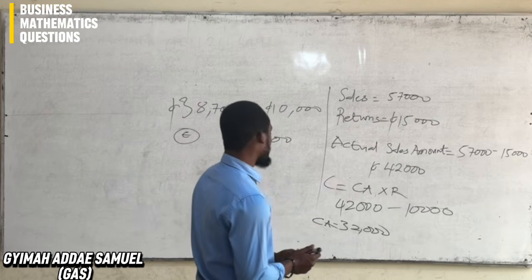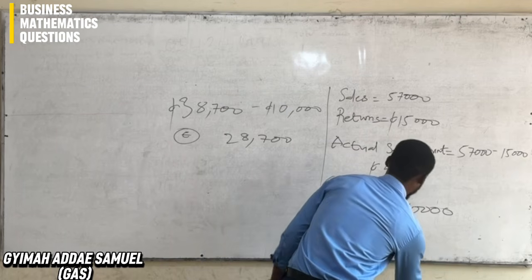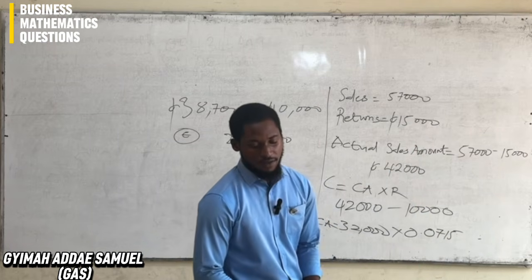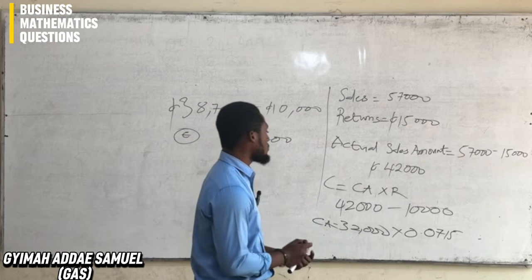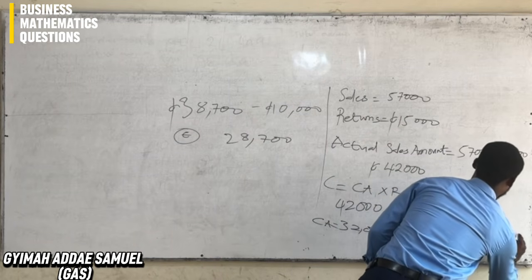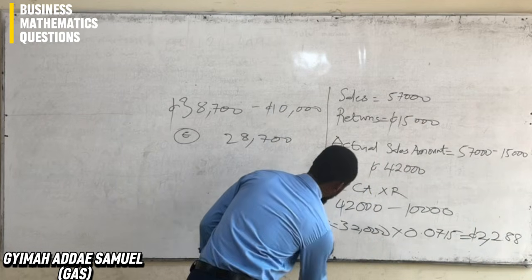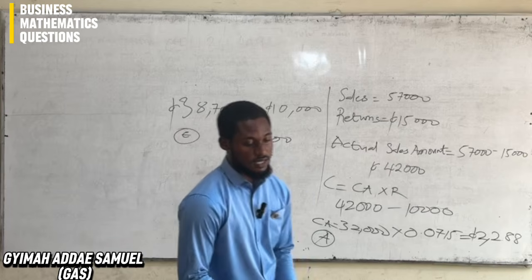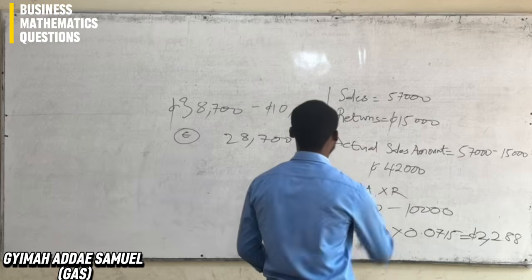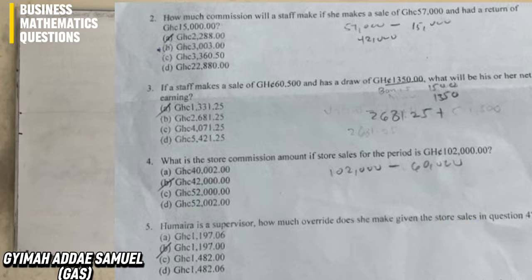And when you are done with your commission amount, you multiply it by your rate, which is 0.0715. And when you do this, you are getting 2,288 Ghana cedis, which makes the answer for question 2 A. We proceed to question 3.